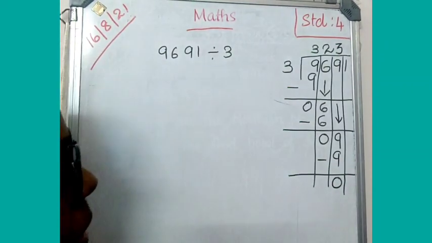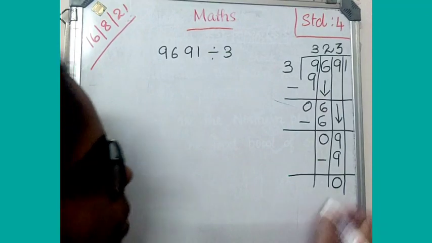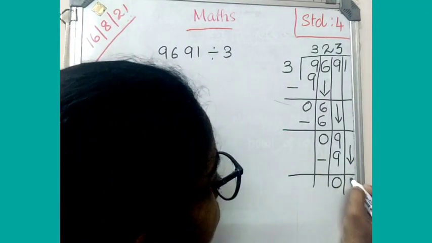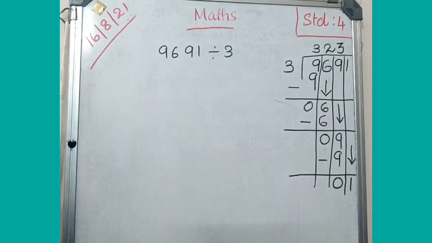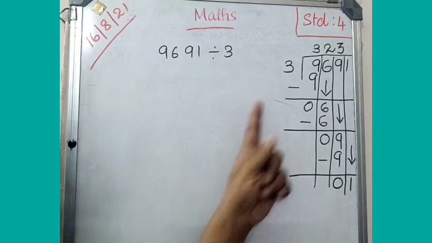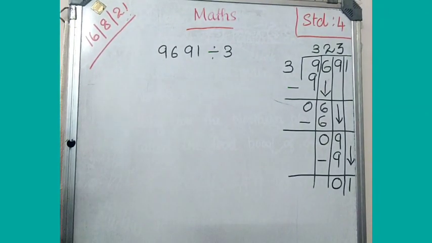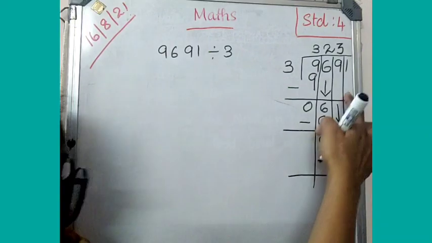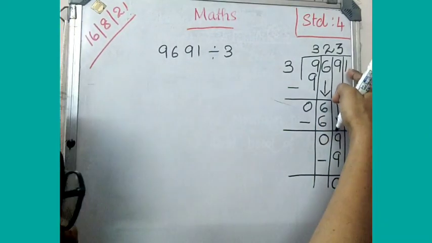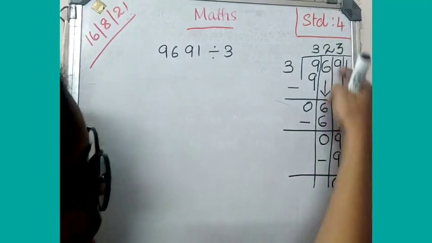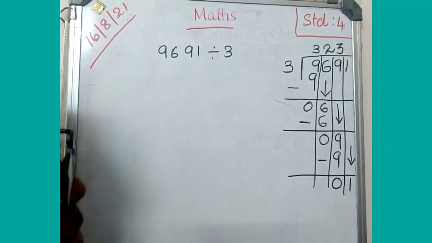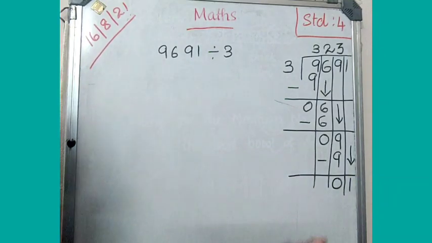Then look here. Next is 1. Bringing down 1 here. Is it the remainder or is the division over? We got a number lesser than the divisor. But look here, this is the next place. This is the digit in the ones place. So this division is not over and this is not the remainder.